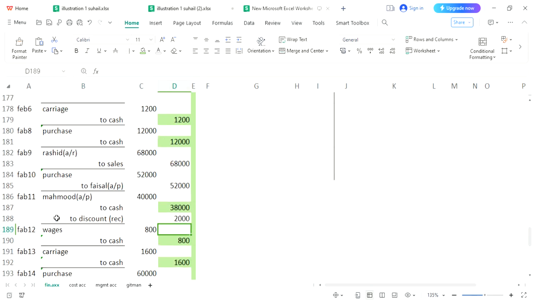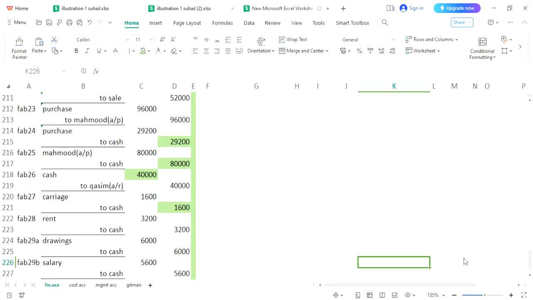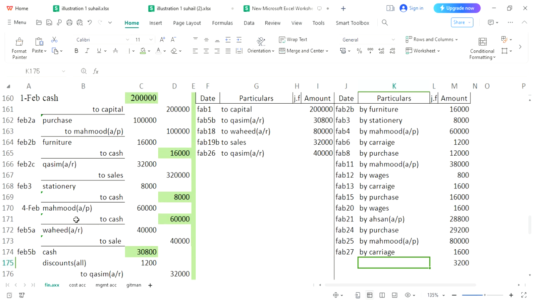3200 is credited. So we will go to the account and we'll write down 3200 in amount column on credit side. Let's see what is the reference of this 3200. You can see cash is credited. What is written on the opposite side? Rent. So this rent will be used as reference for this 3200.